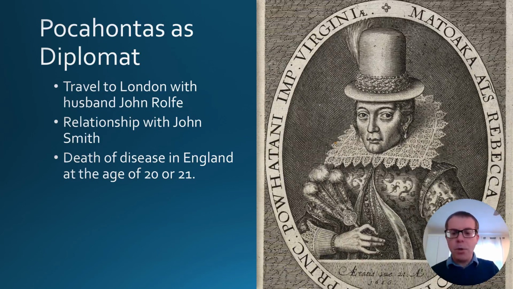But Pocahontas isn't just an individual with this silly story of saving John Smith's life from her father, but it's actually a very important individual and a very important diplomat for the Powhatan Confederacy. And again, historians think that she saw herself as a diplomat to the English.